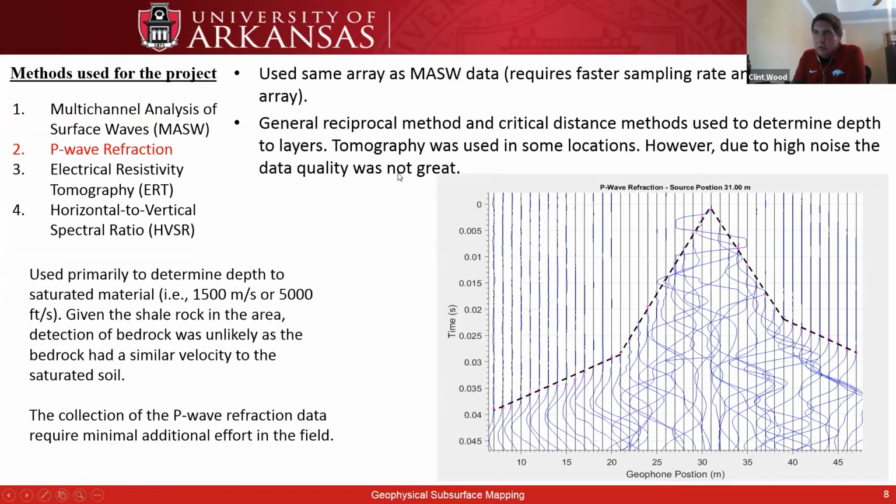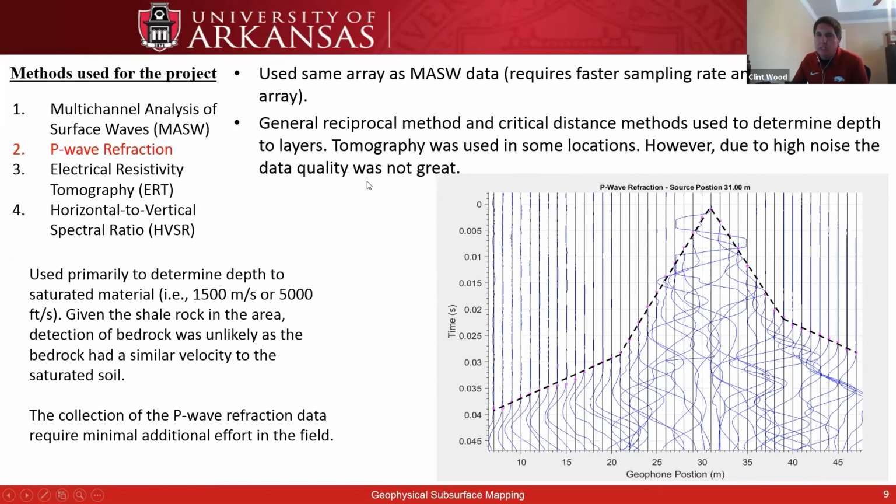So we also use P-wave refraction. We use the same MASW data, which just requires a faster sampling rate than traditional MASW and shots within the array. General reciprocal method and critical distance methods, which are going to be talked about in the next session, and then seismic tomography are things that we used.